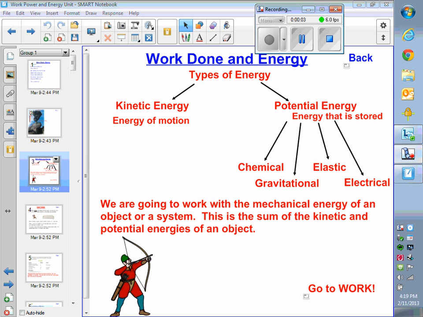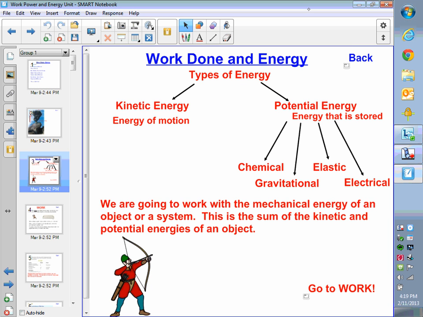Hi there. In this video, we're going to discuss work done, some different types of energy, and work through some examples that calculate the amount of work done on an object in a couple of different ways. So to set the stage, first there's types of energy. We have kinetic energy in physics, and we also talk about potential energy.